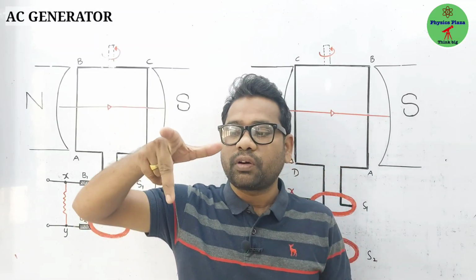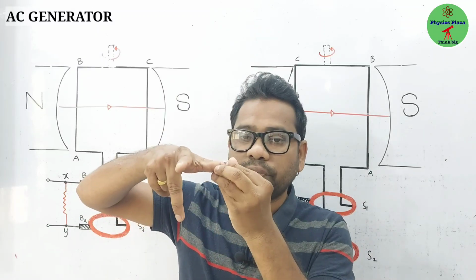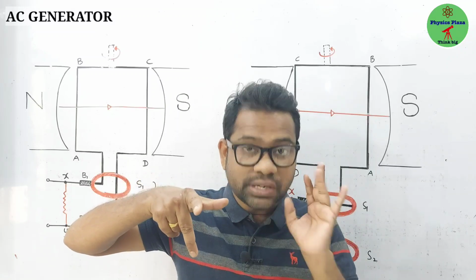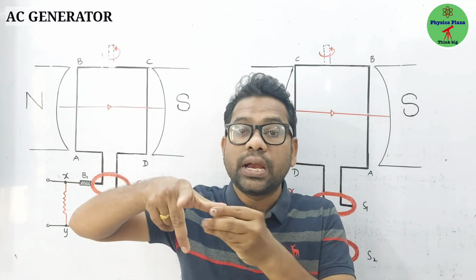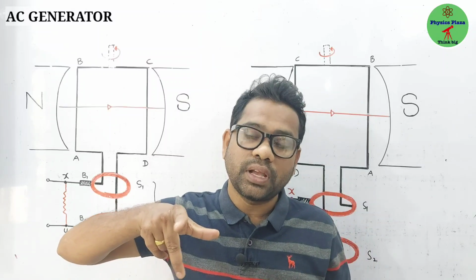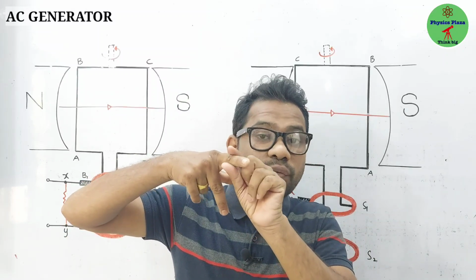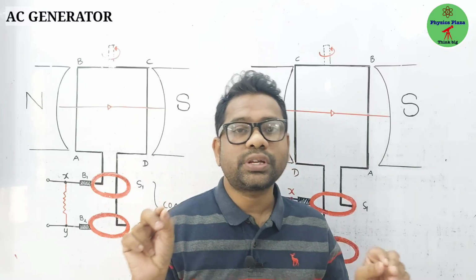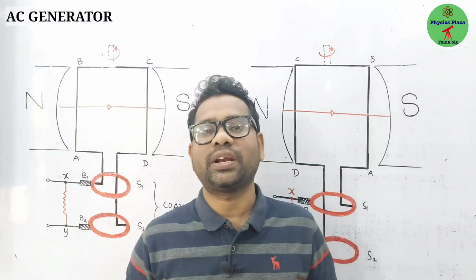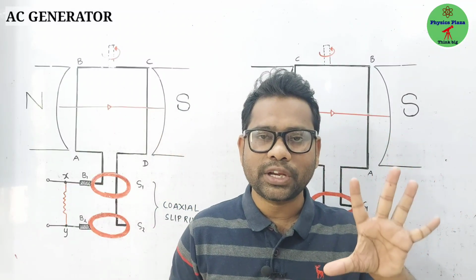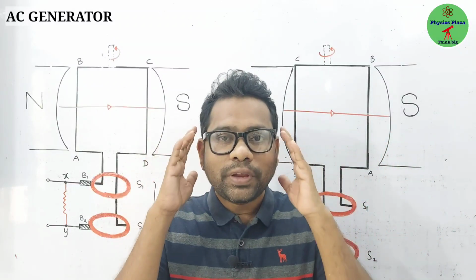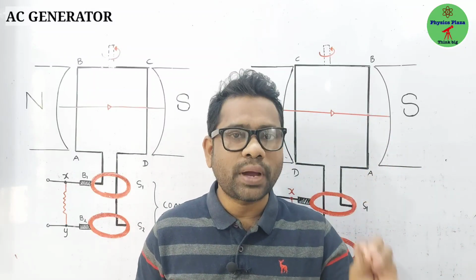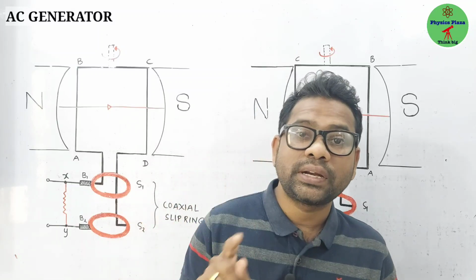We have to stretch our central finger, forefinger, and thumb mutually perpendicular to each other in such a way that, I can repeat, the thumb shows the direction of motion of the conductor and the forefinger shows the direction of the field. Then the central finger will give you the direction of induced current. So with this concept of electromagnetic induction and Fleming's right hand rule, we can understand. Children, again I'm telling you, if you want to understand the AC generator, you must understand electromagnetic induction and Fleming's right hand rule.